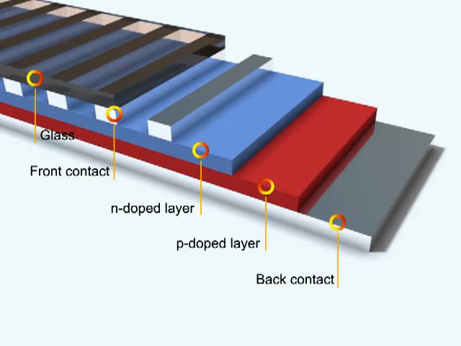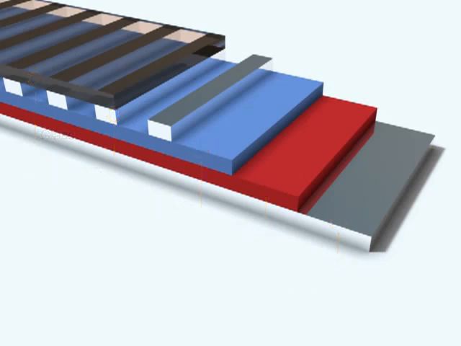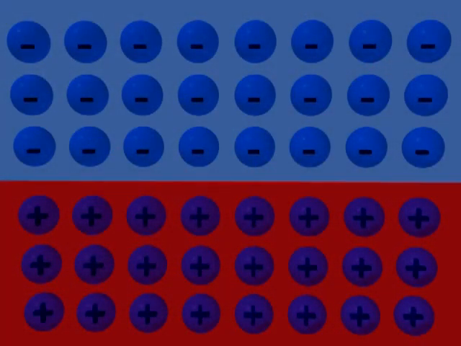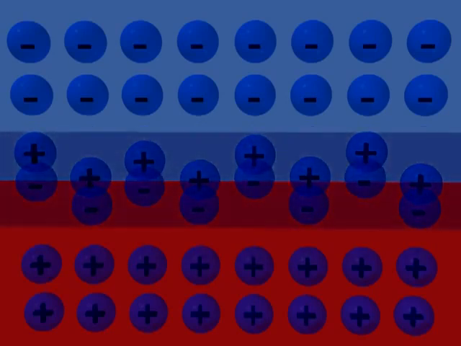Now it's time to take a closer look at the area between both layers. In the N-doped semiconductor, there is an excess of electrons. In the P-doped semiconductor, we observe positively charged electron holes. The electrons in one layer will find their corresponding free holes in the other layer.